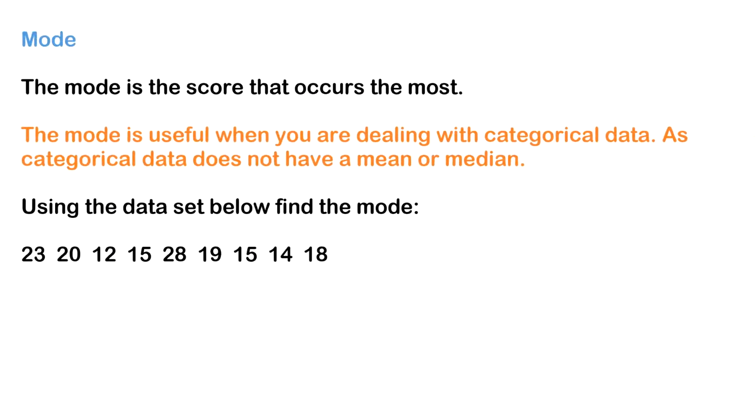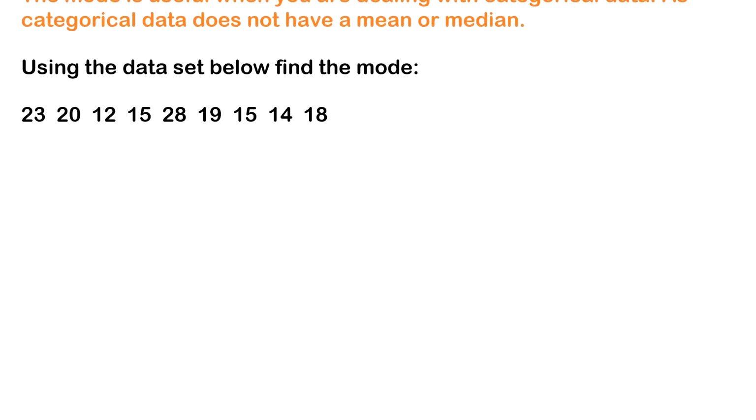Now we're going to look at what we call the mode. The mode is the score that occurs the most. The mode is useful when you're dealing with categorical data, so not numbers, as categorical data does not have a mean or a median. So below, using the data set, we need to find our mode. And remember, mode is the number that occurs the most. In this case, we have 2 15s, no other numbers double, so our mode is 15.